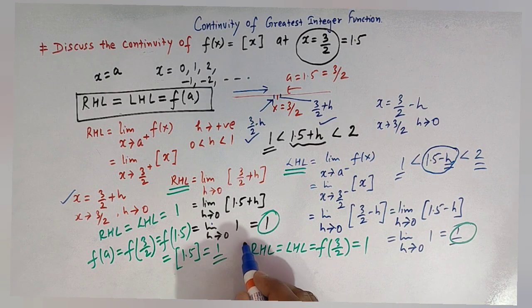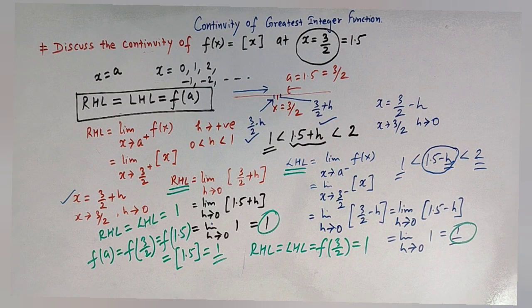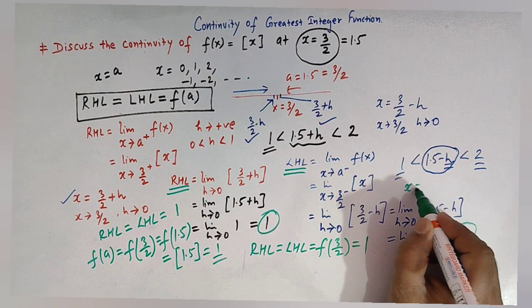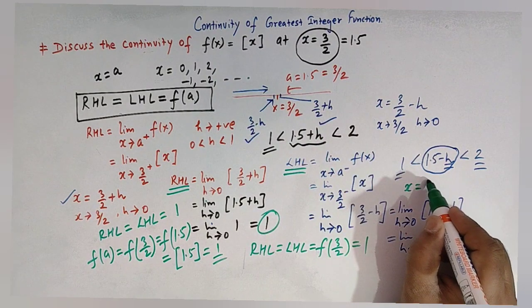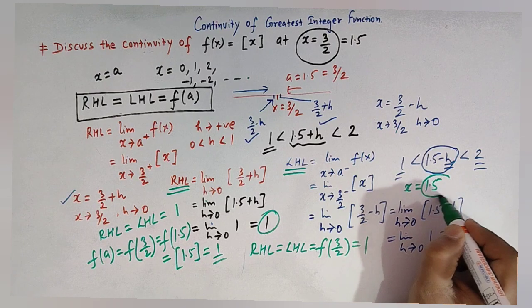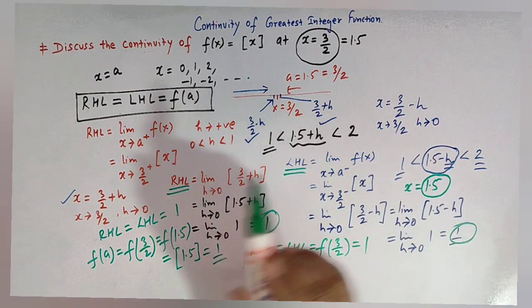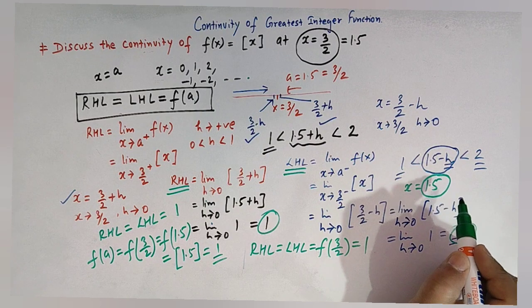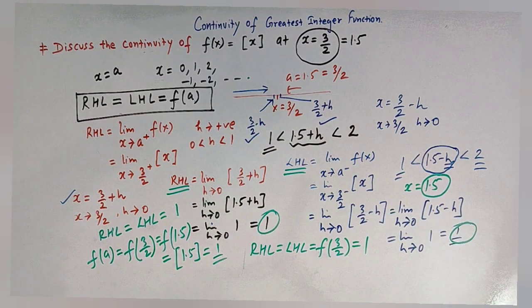So now we claim that this function, the greatest integer function, is continuous at the non-integral points, right? Here we have the point x is equal to 1.5, and this is a non-integer, right? So the greatest integer function is continuous at the non-integral points.